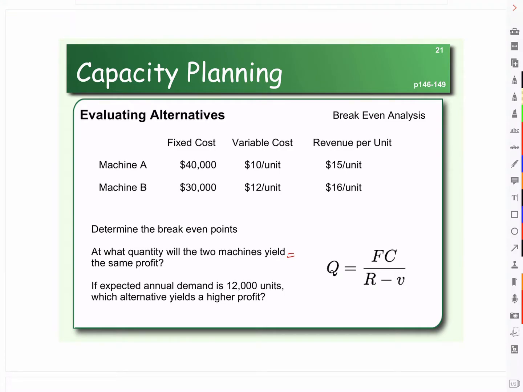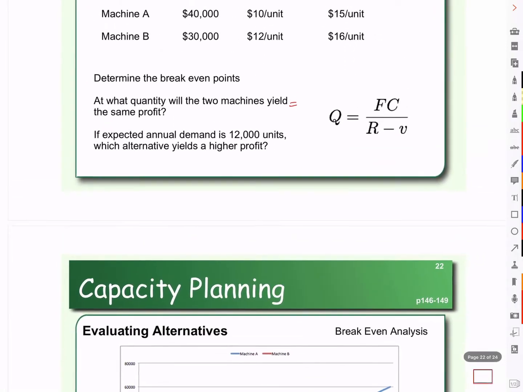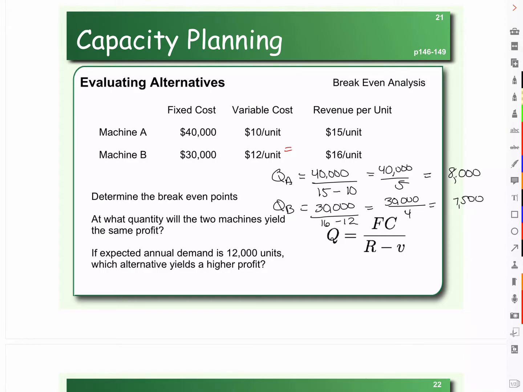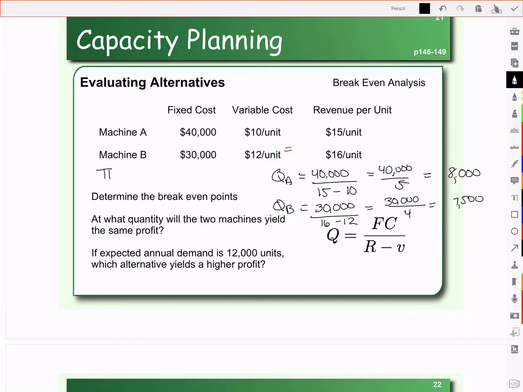But what if the forecasted demand is, say, 12,000 units? Then we need to figure out which machine would give us more profit. So instead of calculating just the break-even quantity, now we need to be able to calculate profit. And profit, we can symbolize with a pi symbol, is equal to total revenue minus total cost. Remember, total revenue and total cost is what we use to derive break-even by assuming that profit was 0.